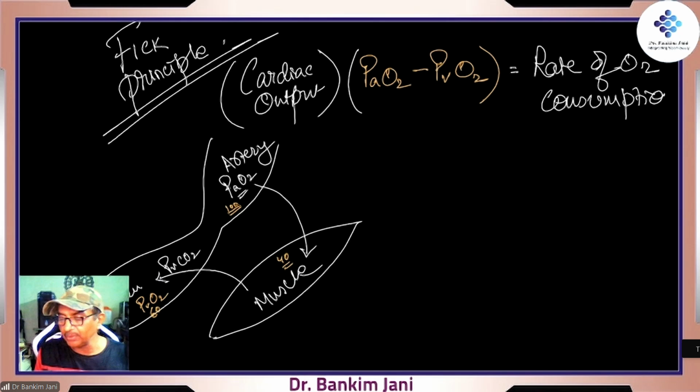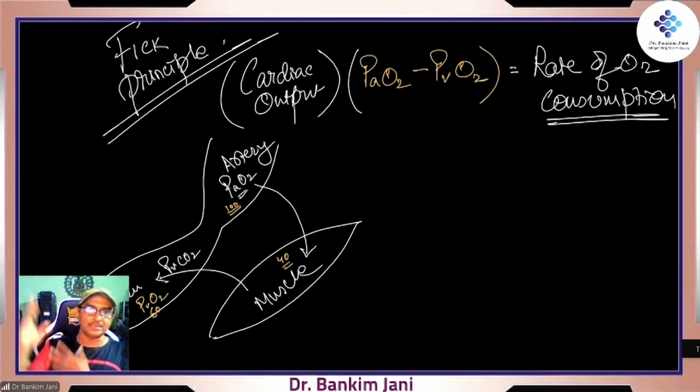So it is not only the breathing which is important, right? We breathe, but what if muscles are not using it? If muscles are not using that energy, that oxygen is getting wasted. This number, this is what is called the Fick principle.